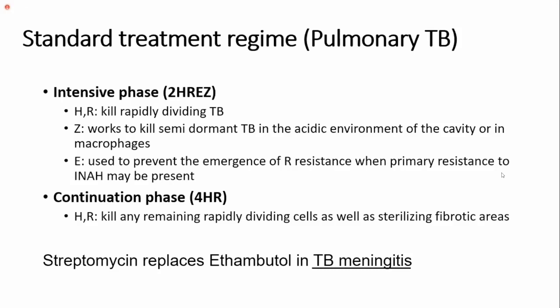So after all 4 agents have been used, in the continuation phase, you will continue isoniazid and rifampicin. So they will kill whatever bacilli are remaining in the body, and that will also sterilize the fibrotic areas that have developed in the body. So this is for pulmonary tuberculosis. But if you are treating tuberculosis in the central nervous system, then we might replace ethambutol with streptomycin, because the ability of ethambutol to cross the blood-brain barrier is minimal.